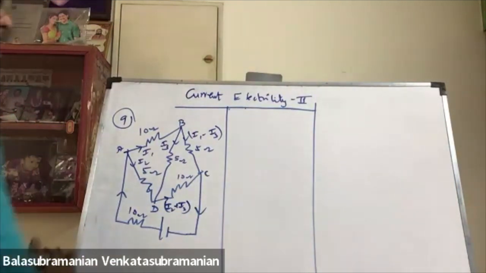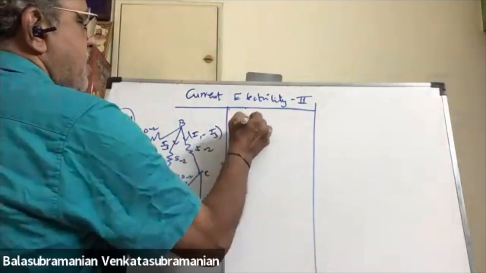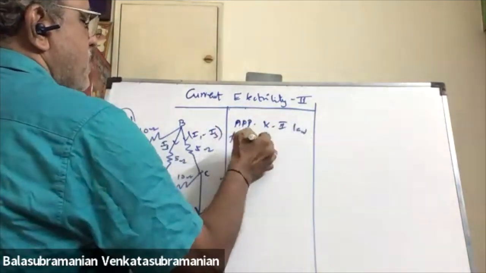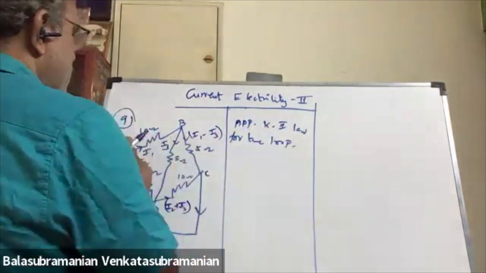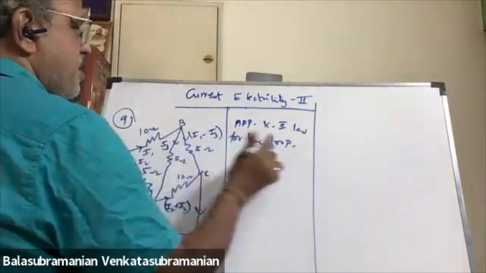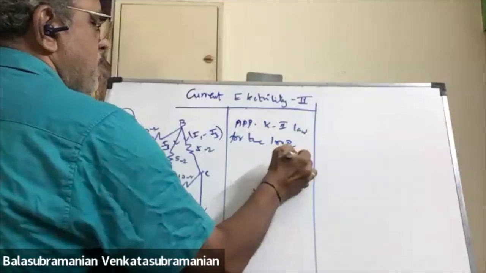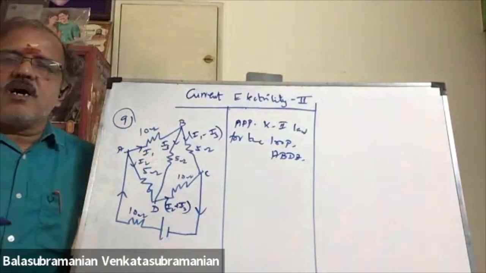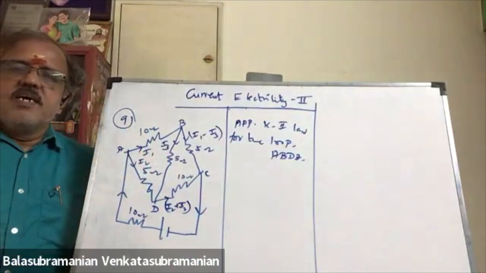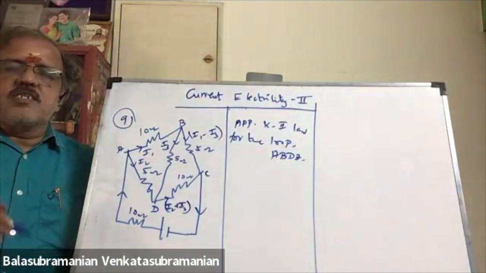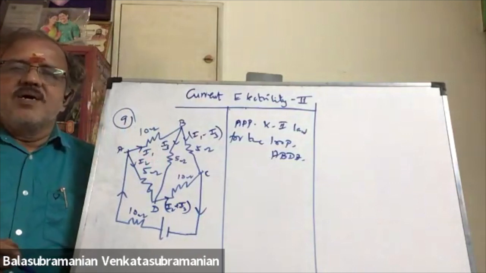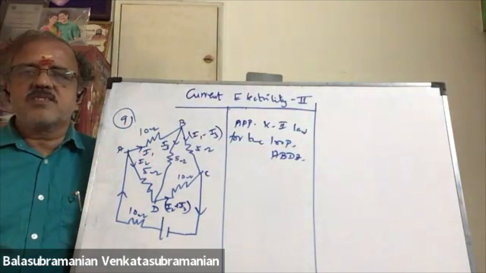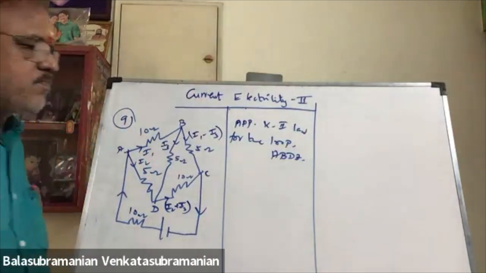So we have to apply Kirchhoff's second law for the loop ABDA. Algebraic sum of the product of current and resistance taken around any closed network is equal to algebraic sum of the EMF. This is the second law.